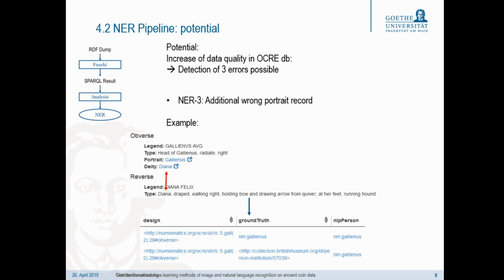Oh, sorry, that's the right slide. So, yeah, Diana is here, and she is pictured on the reverse, which you can see here. So this entry here is wrong. And we have only Gallienus on the obverse as a result.